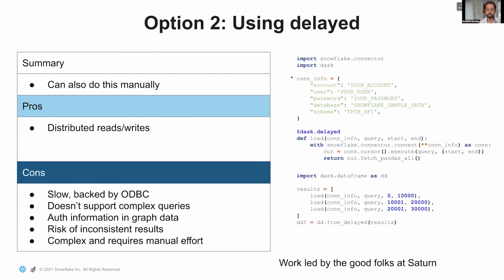More recently, the good folks at Saturn published their documentation on how to do this process manually using Dask delayed. This is more or less the same process, but rather than using the Dask DataFrame function, they're doing it piece by piece. This has lots of the same pros and cons, but it's maybe good if you want to think, educationally, about what we are actually doing under the hood.